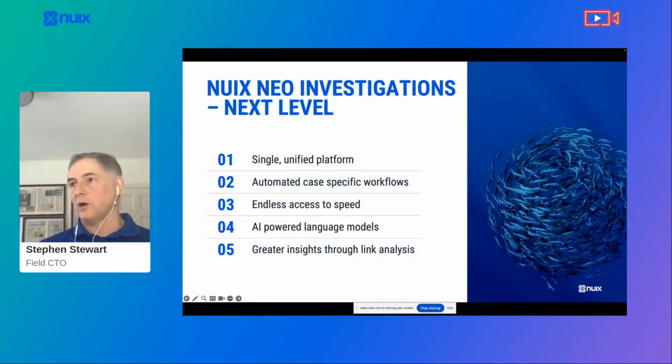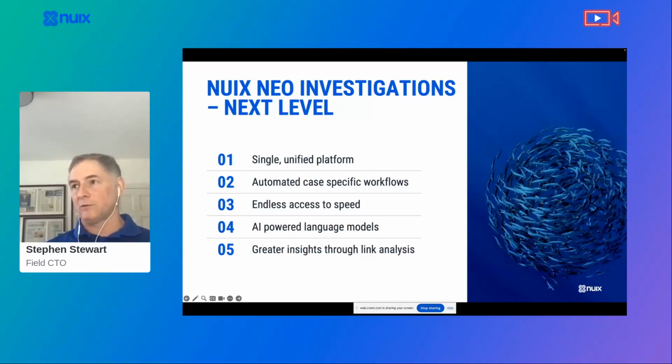And so again, when we talk about Nuix Neo, specifically Nuix Neo investigations, it's how are we thinking about taking these investigations to the next level? People have used the workstation and Investigate, and they have built labs and they've scaled it out and managed it. And so with Neo, it's about bringing all of those components together into a single unified platform that is enabling automated case-specific workflows.